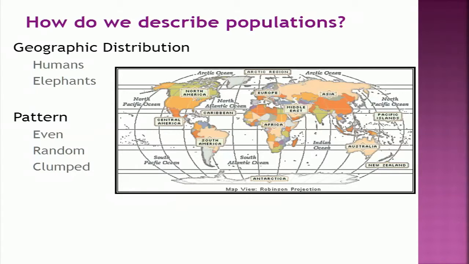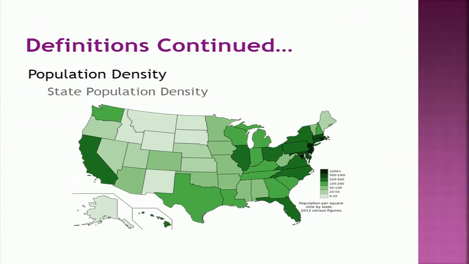Even distribution is evenly spaced in an area. Clumped has individuals living in groups or around a particular resource, and random exhibits no apparent pattern. Population density is the measurement of population per unit area, such as the number of humans per square mile.